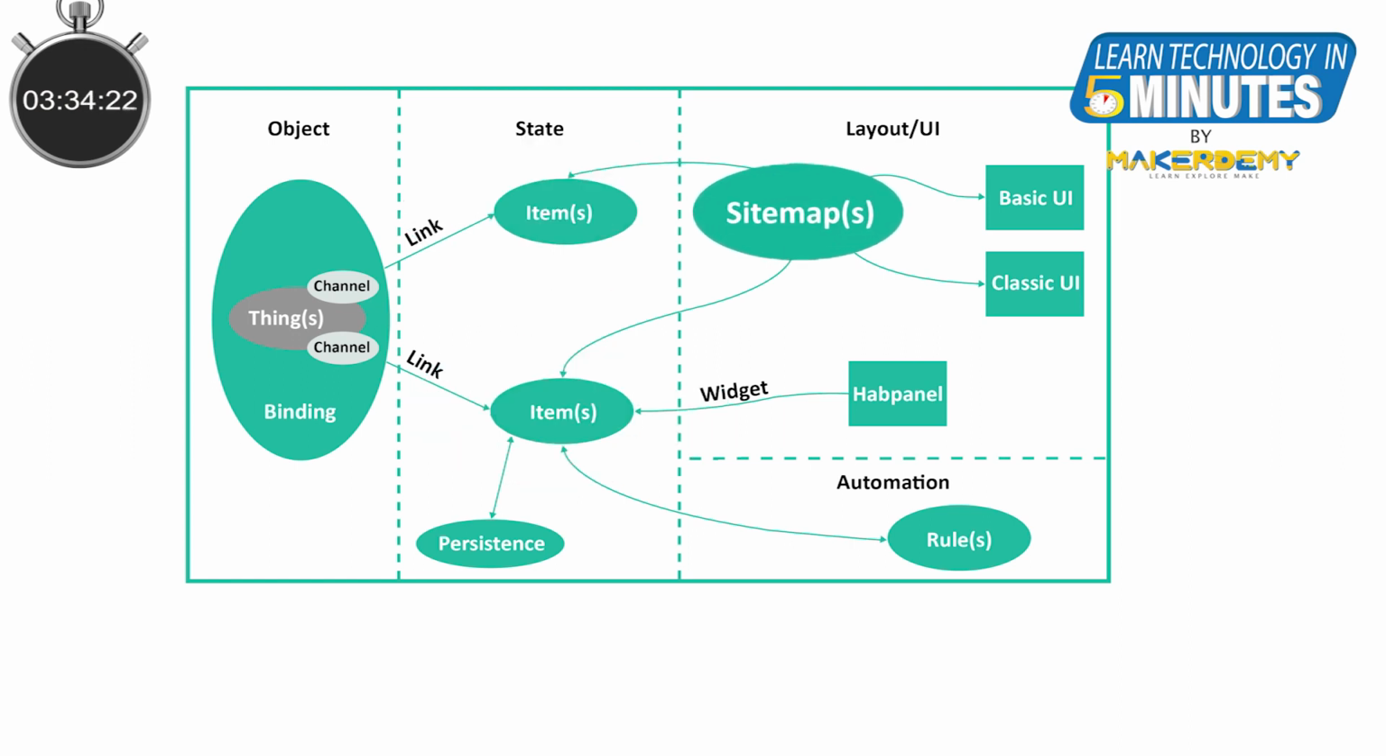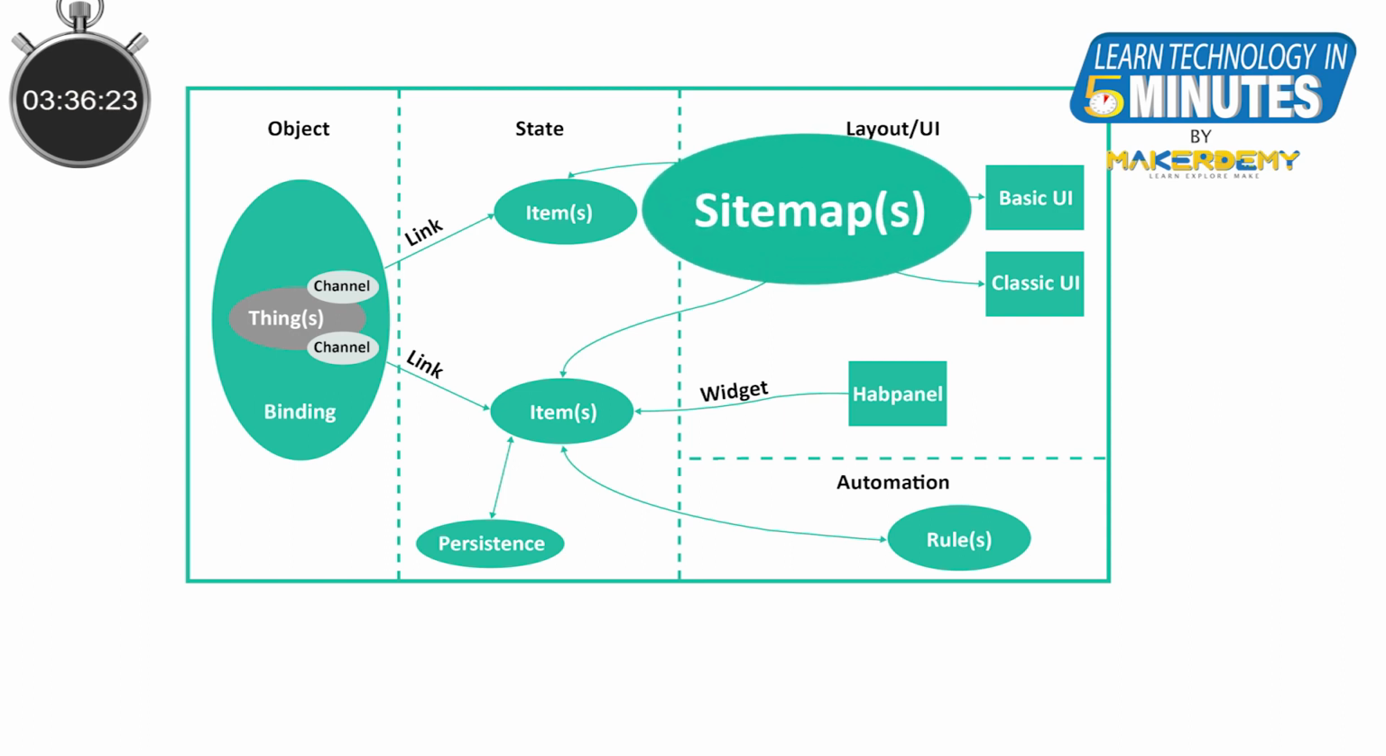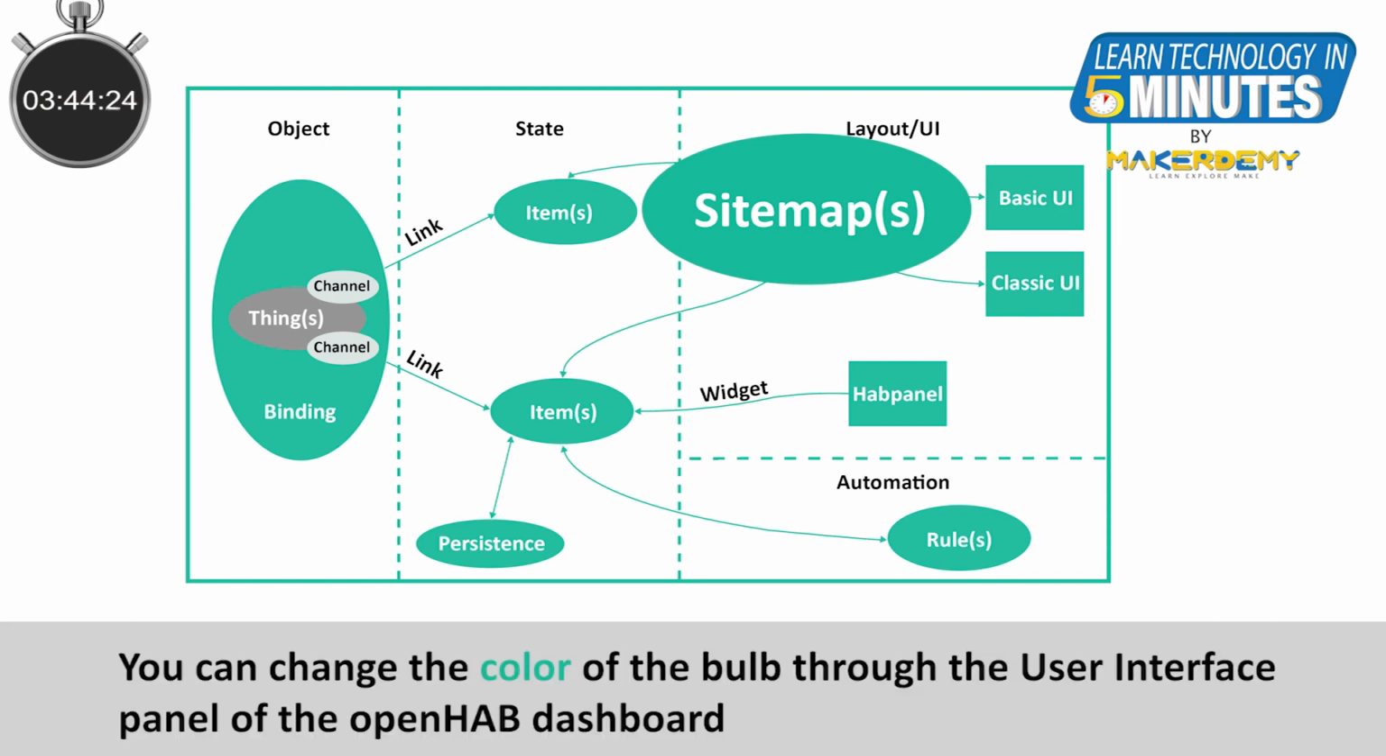A sitemap is basically a UI for the end users. The user interface of OpenHab can be configured using sitemaps. For example, if you want to change the color of the Hue bulb for different instances, you need to create an item for the color channel of the Hue bulb, and using that item, you can create a sitemap.